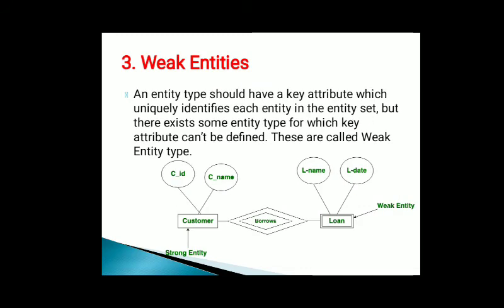Weak entity. The entity type should have a key attribute which uniquely identifies each entity in the entity set. That is nothing but the primary key. But there exist some entity types for which a key attribute cannot be defined. This type of entity is called the weak entity type. Means the weak entity does not contain the primary key. We can also say that the entity sets which do not have sufficient attributes to form a primary key are known as the weak entity set, right? Got it all of you?